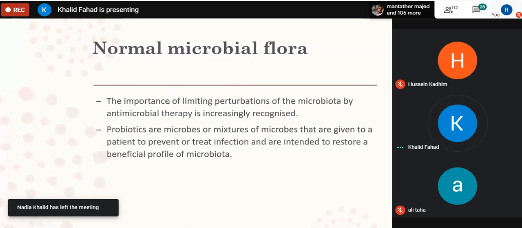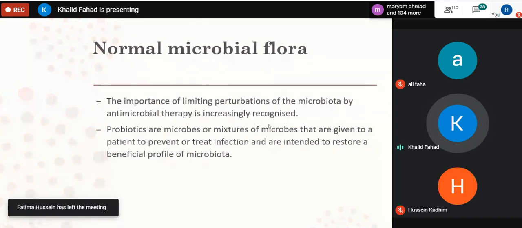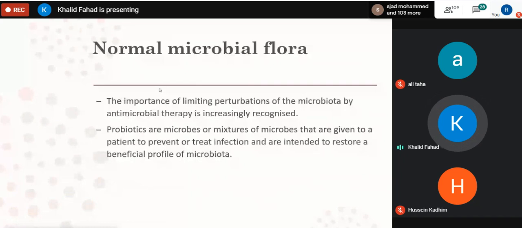So here is the importance of limiting perturbations of the microbiota by antimicrobial therapy, which is increasingly recognized. So antibiotic therapy will alter these normal microbial flora and will lead to growth of more pathogenic bacteria.